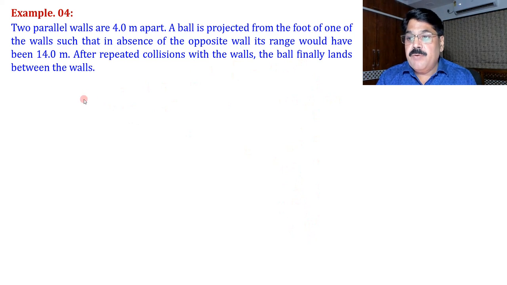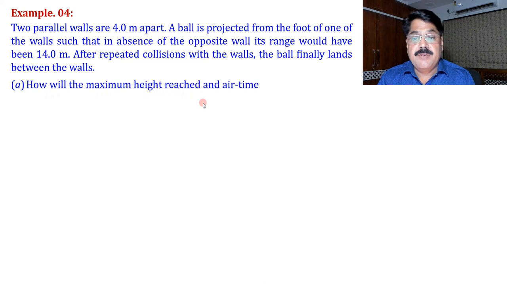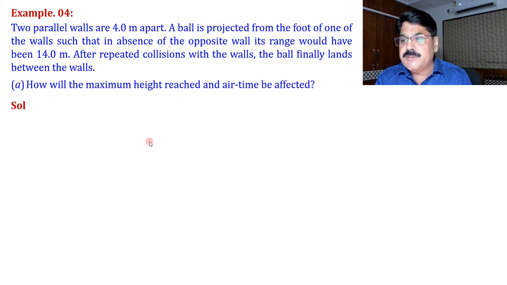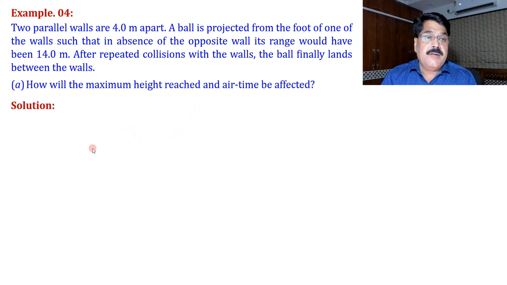And now, what do we have to calculate? Part A. How will the maximum height reached and air time be affected by these collisions? So let's analyze it. What we know is that the tangential component in all the collisions will remain unchanged, and the normal components will be reversed. And what is the collision type? The type of collision is not given. Basically, is it perfectly elastic or not? But let us see whether it is required.